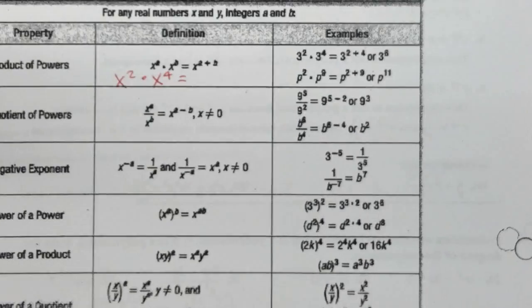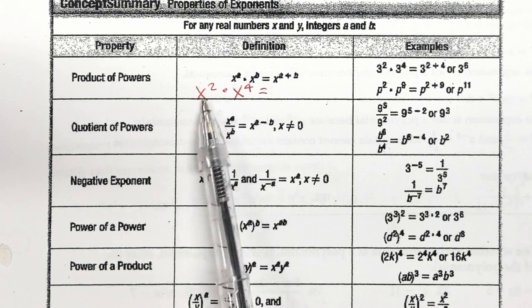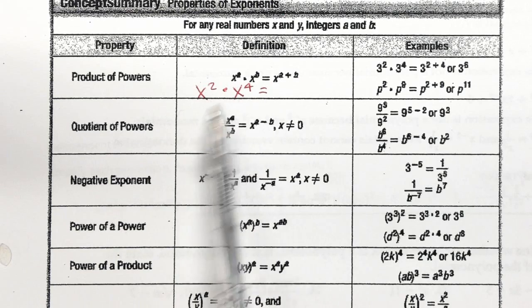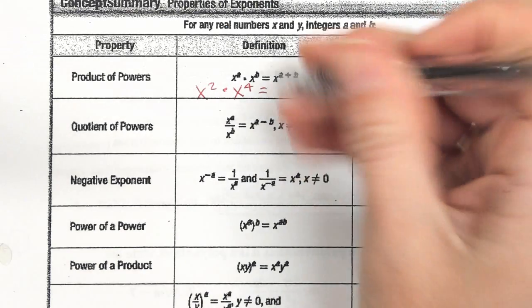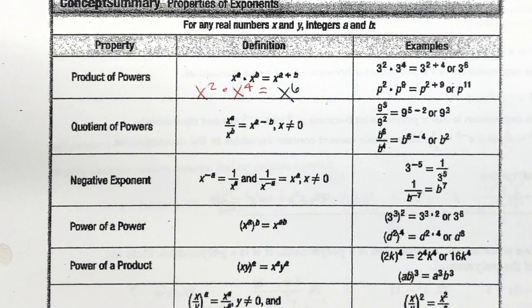Can everybody see that? X squared times x to the fourth power. Notice they have the same base of x. So if they do, you just add the exponents. So 4 plus 2 would be what? So you'd have x to the sixth power. So that's product of powers.